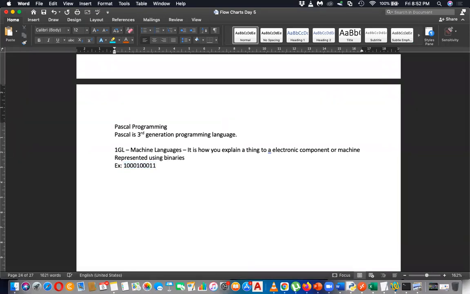That was difficult and understood only by the circuits. Circuits understood this language, represented using binaries. Two states: 1 means high volt, high power, or 0 means low power. Or you can say 1 means on, 0 means off. That's what machines, electronic equipment, can understand.